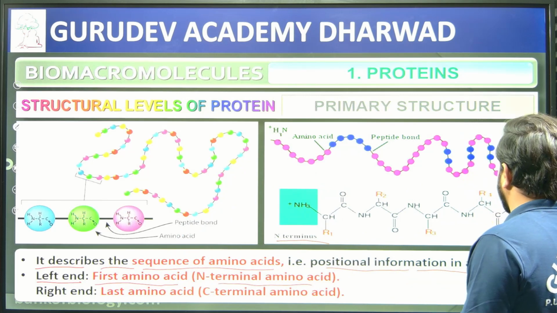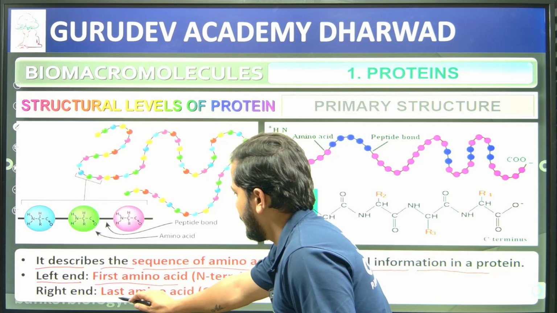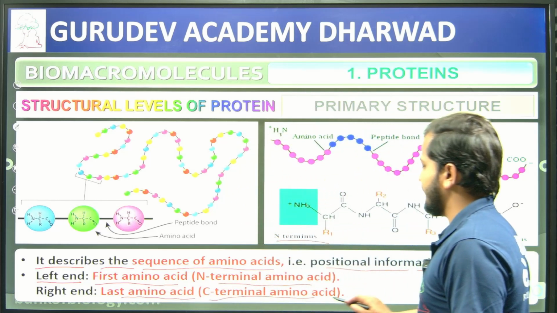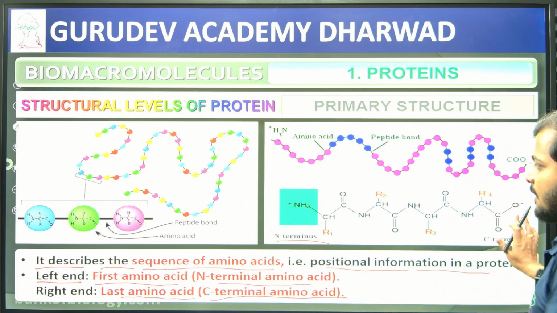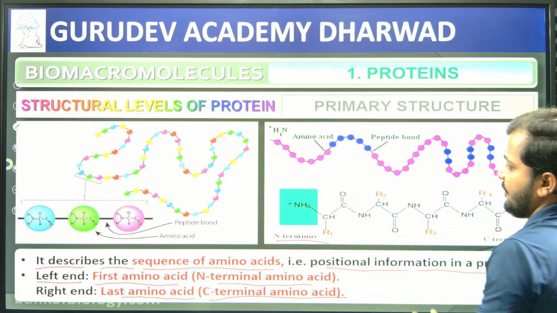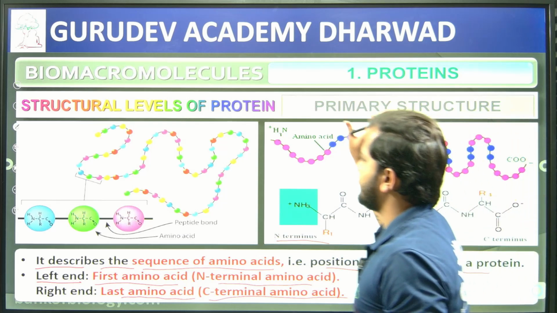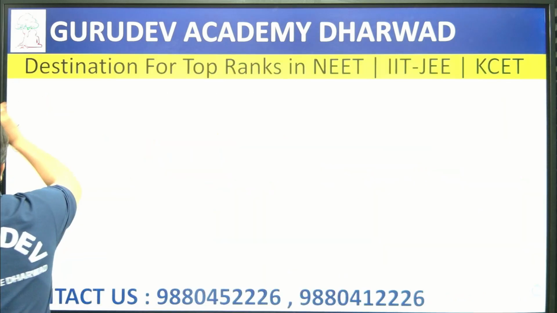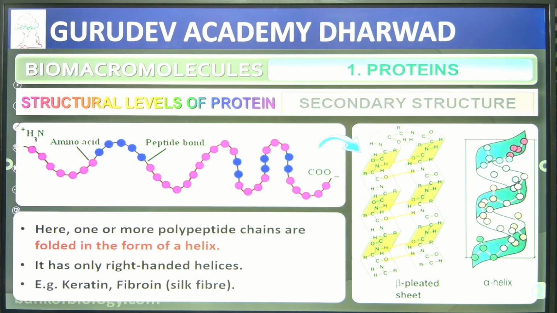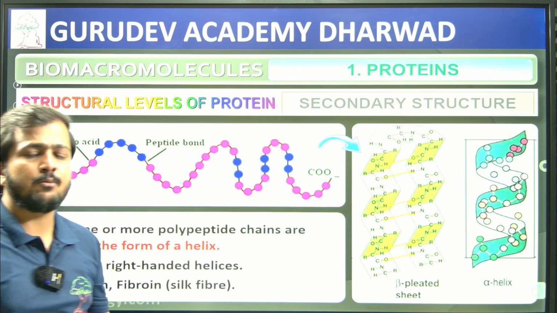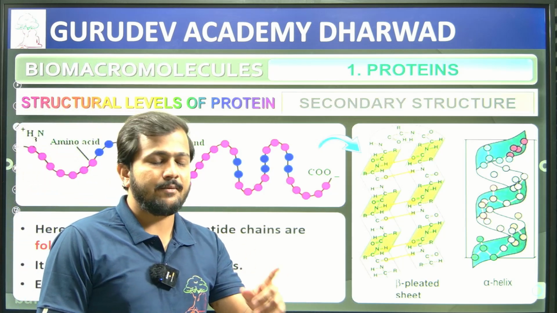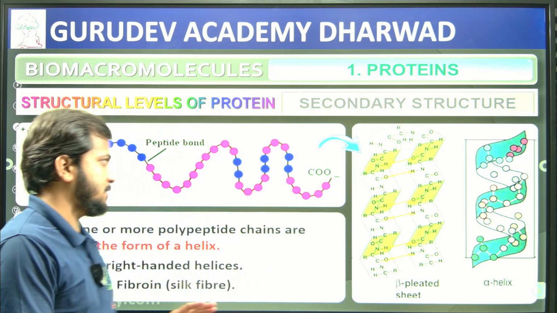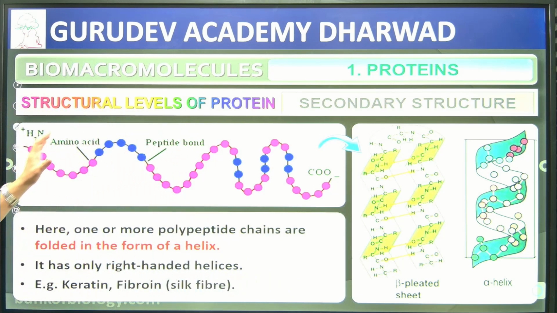And the right-hand side, the last amino acid, is known as the C terminal amino acid. So the right-hand side is the C terminal, and the left-hand side is the N terminal. It is formed only by peptide bonds, so it can dissolve easily and even help in metabolic activity, which helps in the production of energy too.